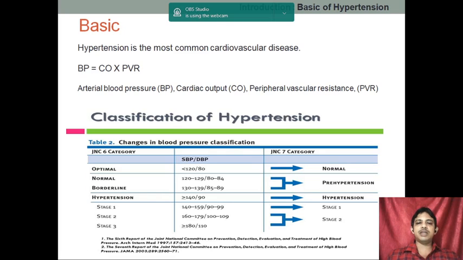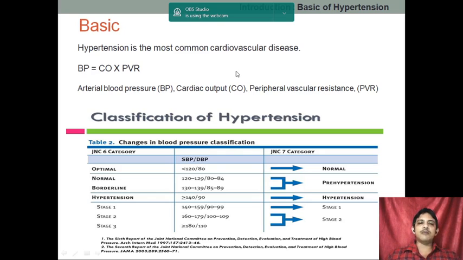Now, what is meant by peripheral vascular resistance? This is the pressure exerted by the blood on the blood vessels. Clear? So blood vessels, that means what? If the blood vessels are dilated, then the vascular resistance will be reduced, and blood pressure will be reduced.